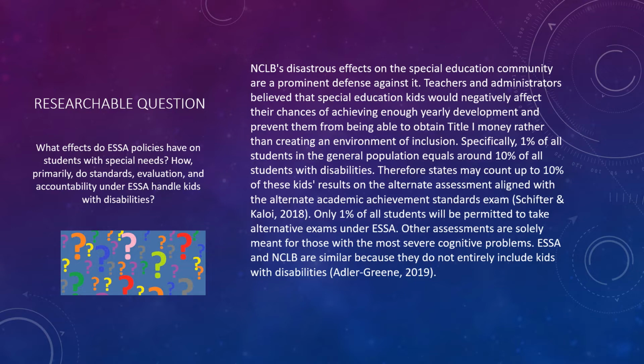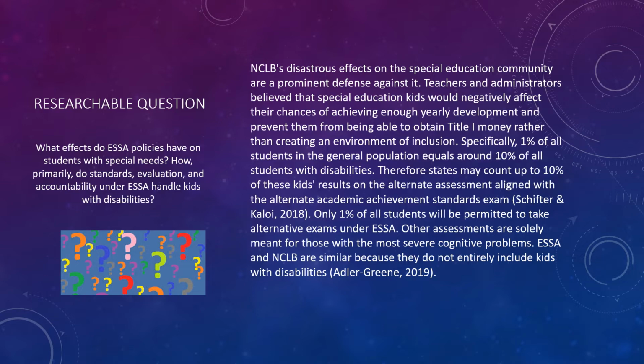Teachers and administrators believe that special education students will be negatively impacted by these recent changes with the Every Student Succeeds Act. Specifically, 1% of all students in the general population equals around 10% of all students with disabilities. Therefore, states must count up to 10% of their students' results on the alternative assessment, aligned with the alternate academic achievement standards exam. Only 1% of all students will be permitted to take this alternative exam under the Every Student Succeeds Act. Other assessments are solely meant for students with severe cognitive problems.